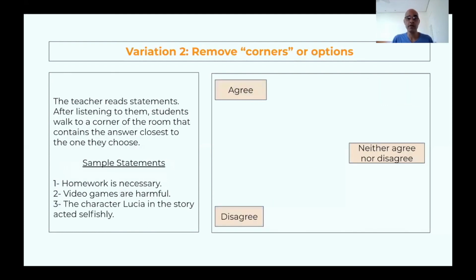Variation 2, you can remove a corner if you think that 4 is not an appropriate number. So homework is necessary. Well, I agree, I disagree, or I neither agree nor disagree. So this is another variation that you can have. So this is the activity 4 corners.